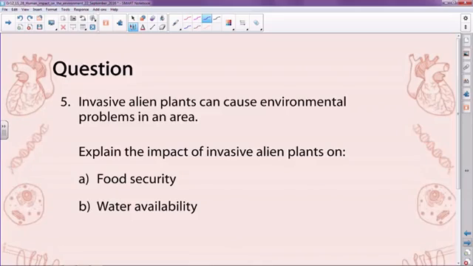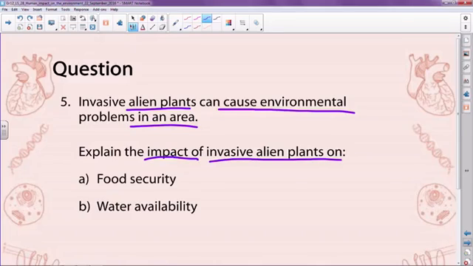Okay. Next question, same thing, don't have to stress. It says here, invasive alien plants can cause environmental problems in an area. Okay, here we go. Explain the impact of invasive alien plants on A, food security, and B, water availability. You tell me how this will impact. I'm going to give you 2 minutes, 1 minute for each. And I'm going to go back to the text. Are you ready? Off you go.